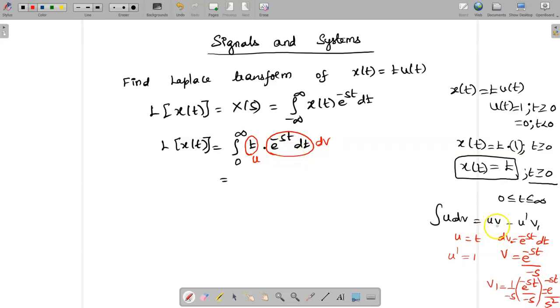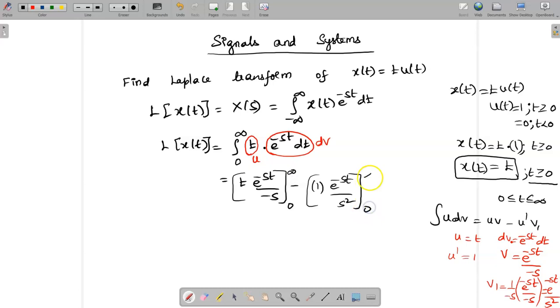So using this I can apply in the given integration. First I write u, which is t, and then v, which is e power minus st by minus s. So this is the uv term, minus u dash, where u dash is 1, and v1, where v1 is e power minus st by s square. Generally we have this formula, but here we have to apply the limits in both the terms, 0 to infinity.